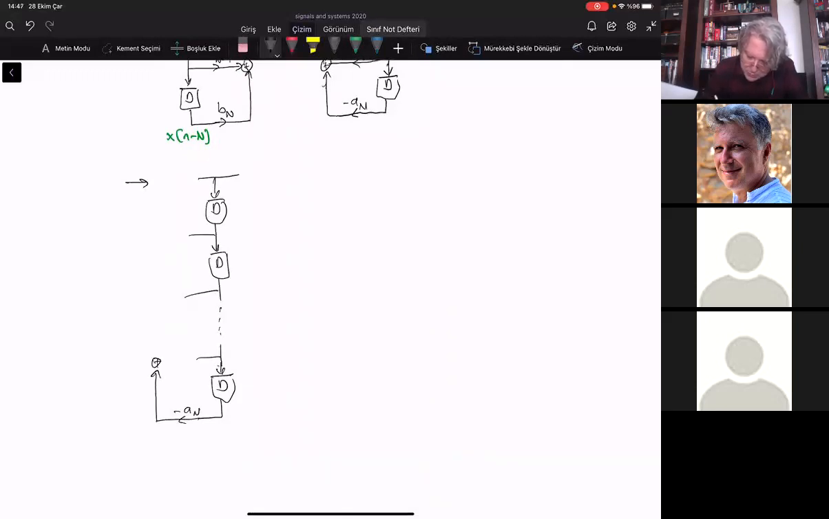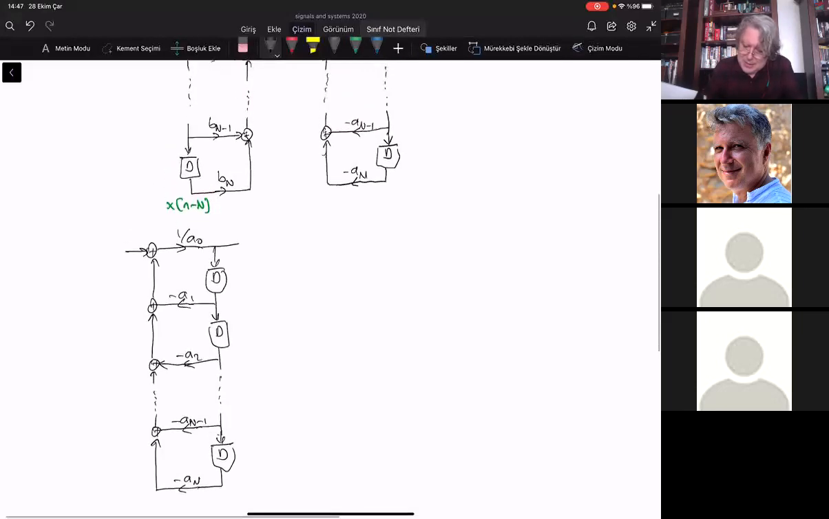I'm combining it with minus AN minus 1, and combining it to minus A2, combining it to minus A1, and combining it to the input, and putting a 1 over A0 here. So I was able to draw. Now, this shape and this shape are the same, okay? I just copied from there.